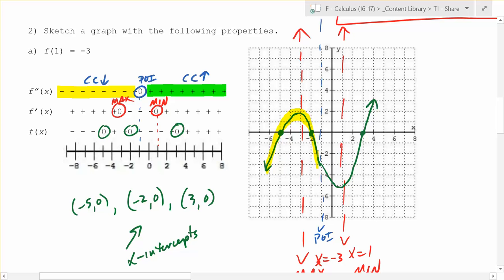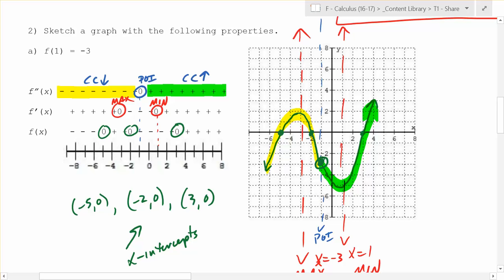What is that? Concave up? No, look at the yellow. Concave down. Down, and then what does it change to? Concave up. What's that point where it changes? What's that called? Inflection. It's that point of inflection. There it is. So that's what it looks like.